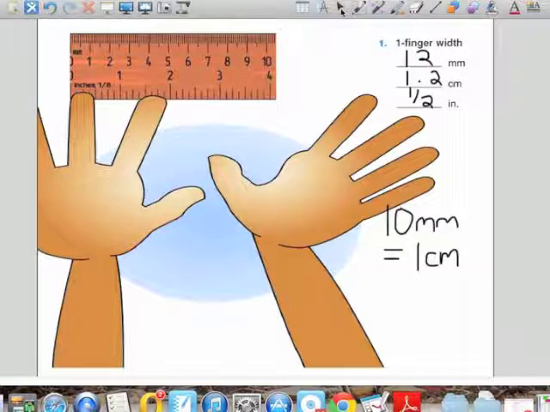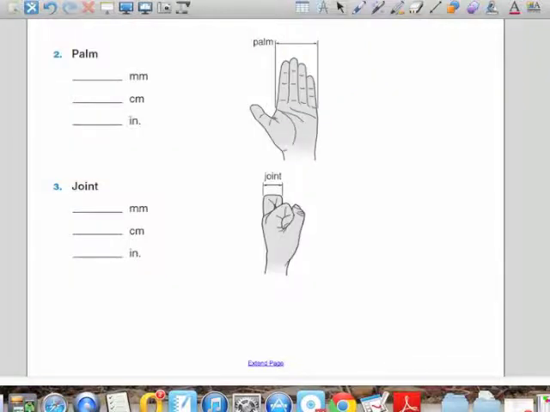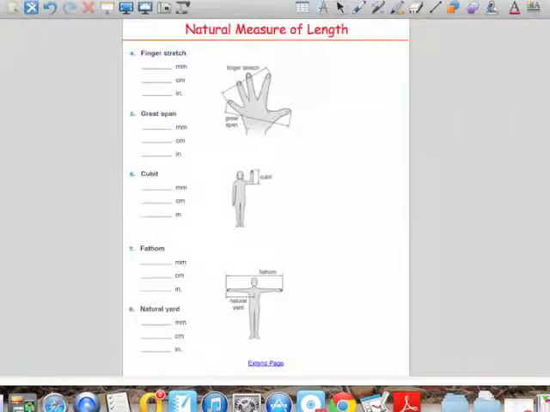Okay, you and your partner help each other do these. Each of you needs to measure a finger. Then you're going to measure your palms in millimeters, centimeters, and inches, and a joint in millimeters, centimeters, and inches. Hopefully you're going to see the pattern of millimeters and centimeters, and how it's 10 millimeters per centimeter. You're also going to do a finger stretch, a great span, a cubit, a fathom, and a natural yard. If you're confused about these, try to use your diagrams to help you, but you should be able to do them. Remember, you have your partner to help you if you can't measure it yourself.